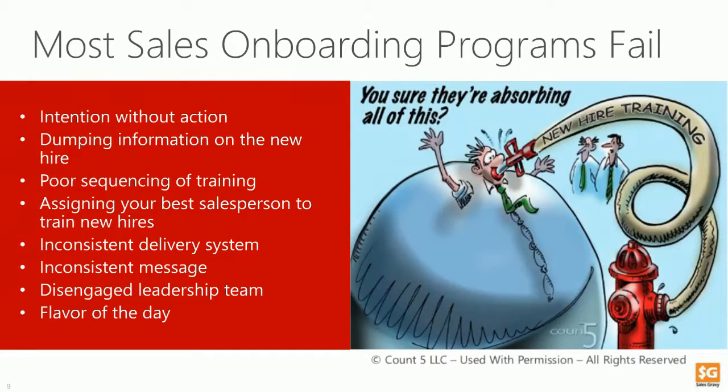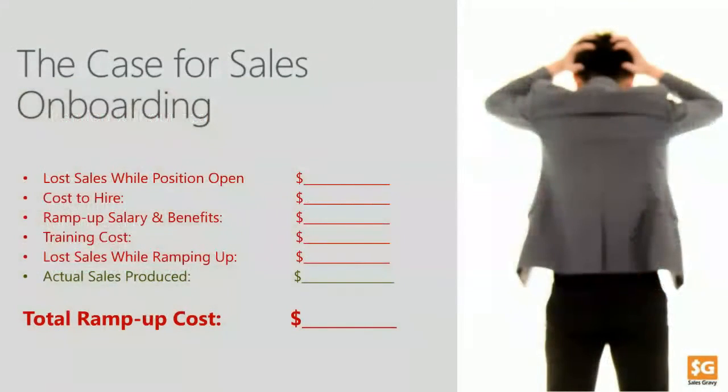And of course, there's flavor of the day, and that's when your leadership team keeps changing what you're doing and what you're training, and it changes and changes and changes. And pretty soon, nobody knows what to do. The communication and the message gets a little bit garbled, and people don't exactly know what to do.